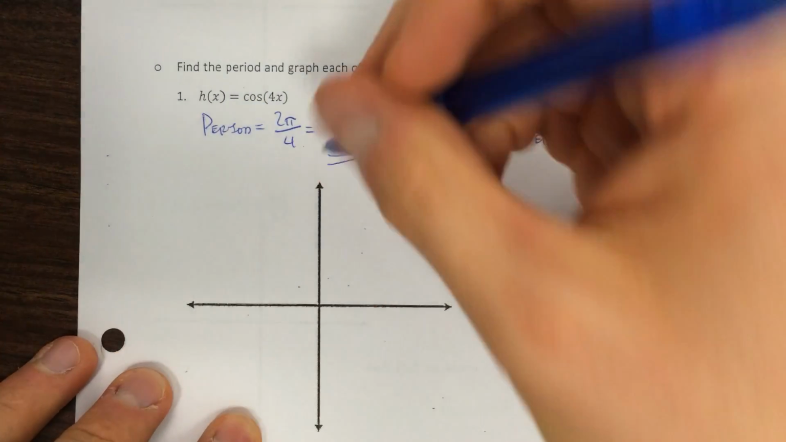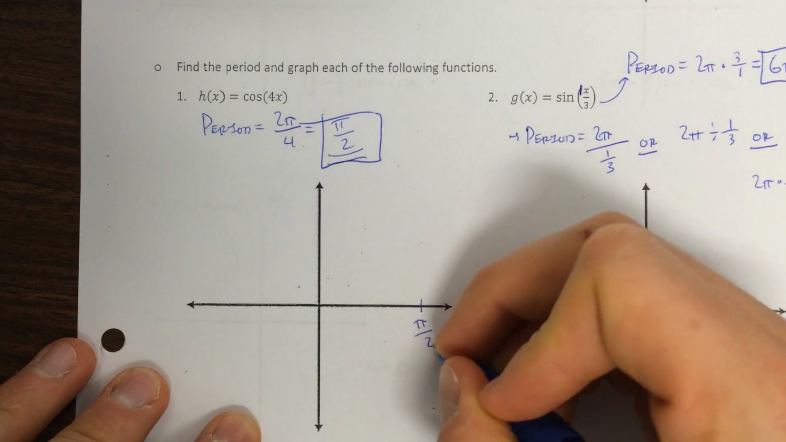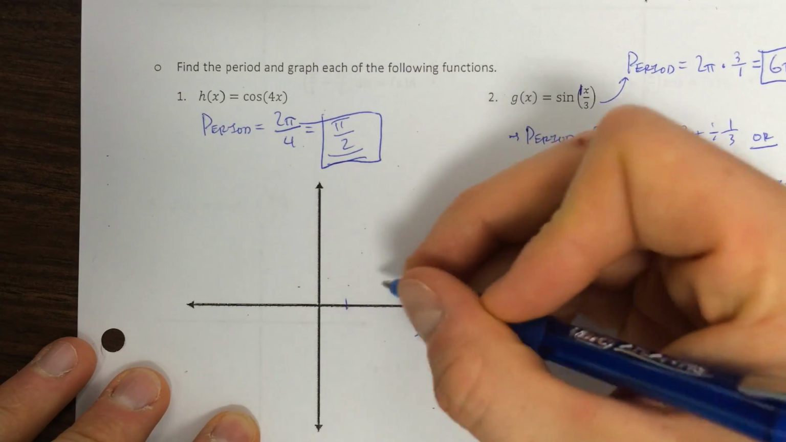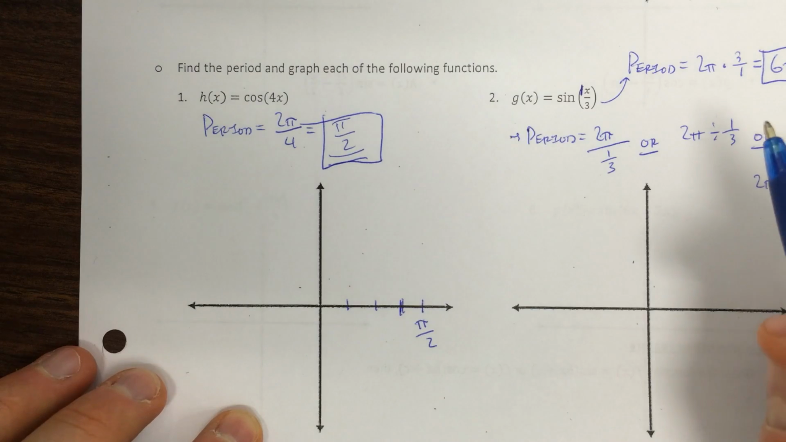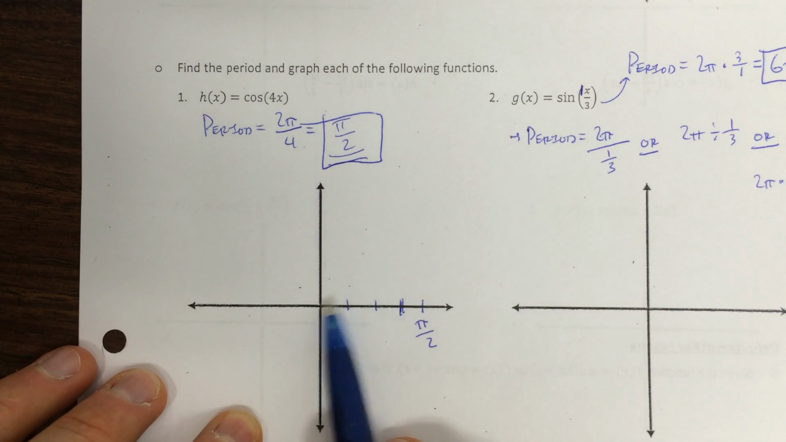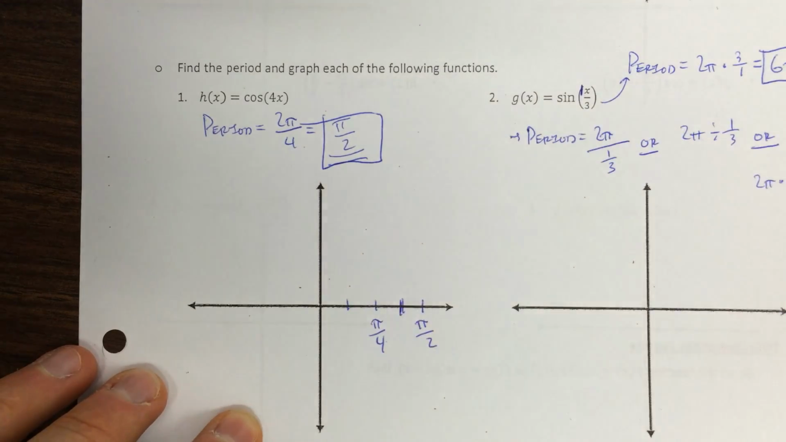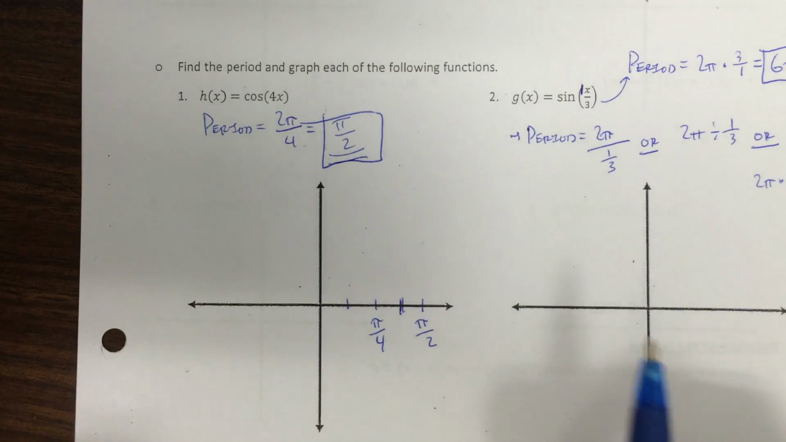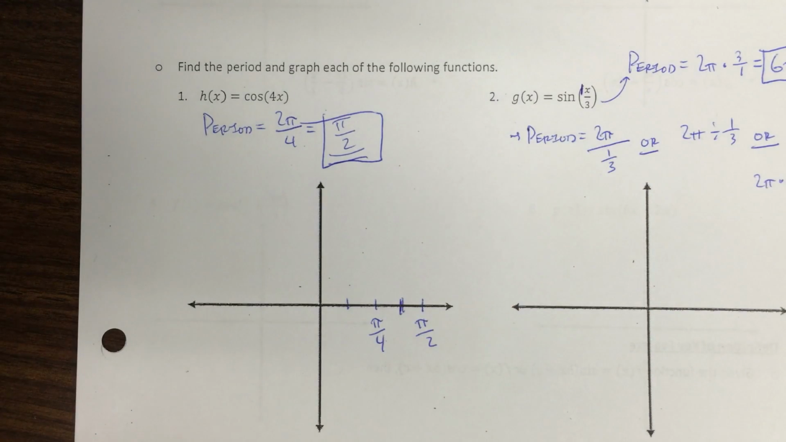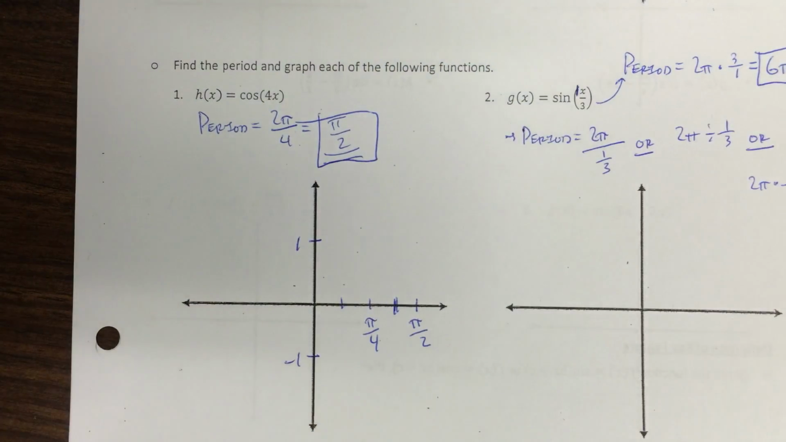Now, my period here is 2 pi over 2. So I'm going to come out here to pi over 2. And I'm still going to make 3 tick marks in between. So like 4 tick marks in total. Between pi over 2 and 0, if I take a half of pi over 2, that would be pi over 4. Between pi over 4 and 0 would be pi over 8. That's not on a unit circle, so I'm just going to leave that. And then we're still looking at cosine. Largest value is 1, smallest value is -1.